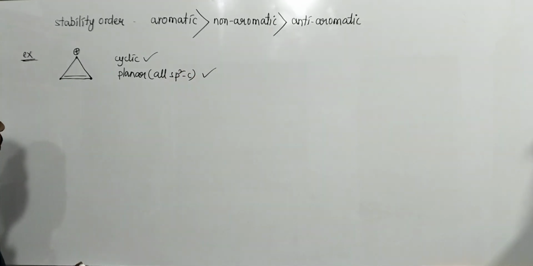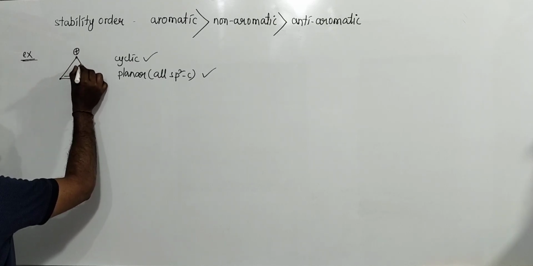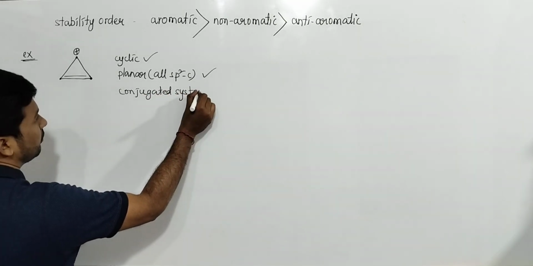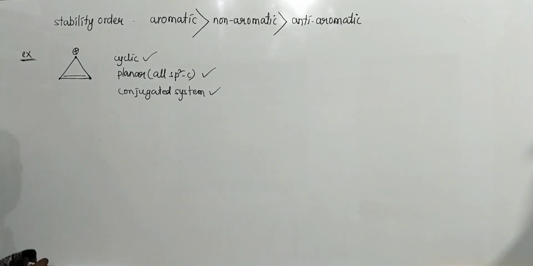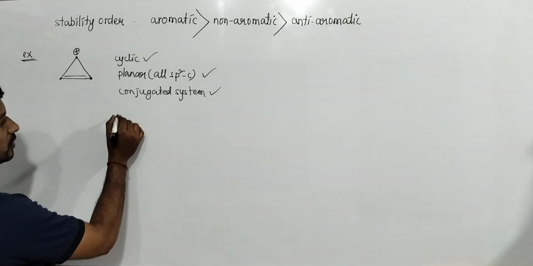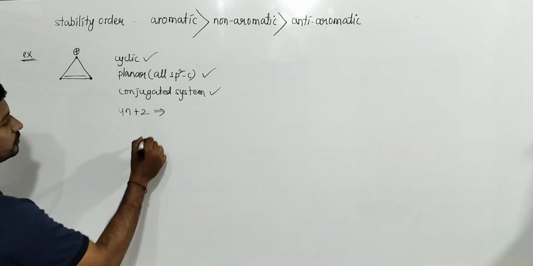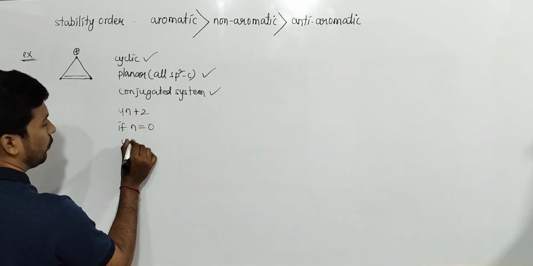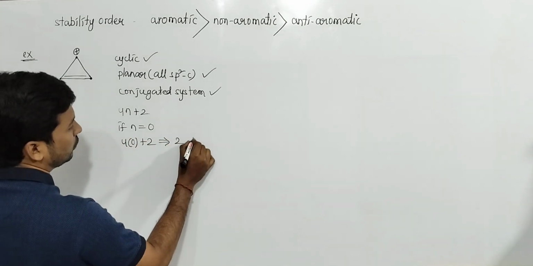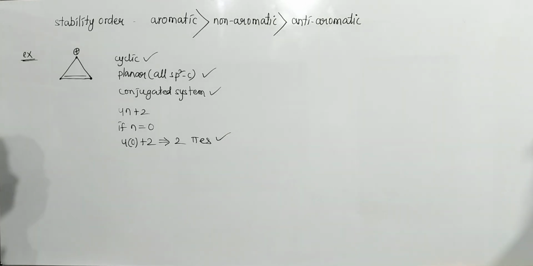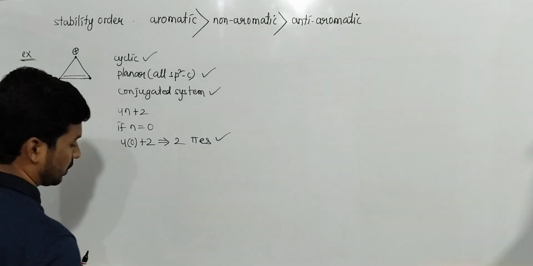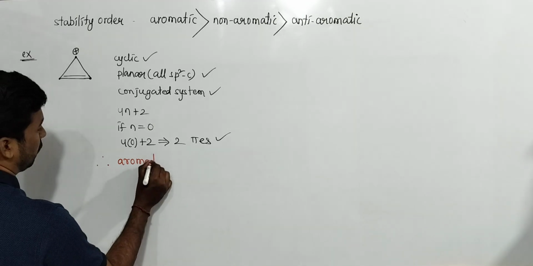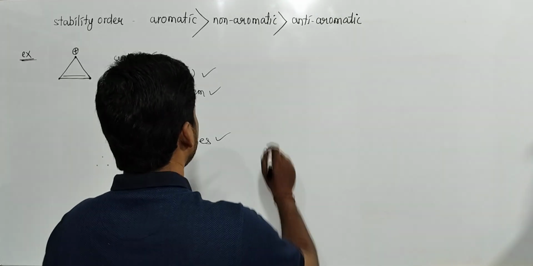Okay. Next, is it conjugative system? Double bond, single bond, positive, single bond, double bond. Yes, conjugated system. Next, how many pi electrons? 2 electrons. Is 2 a Huckel number or not? Yes. In the 4n plus 2 rule, if n is equal to 0, 4 into 0 plus 2 is equal to 2. 2 pi electrons in delocalization. Yes, Huckel number. That's why this molecule is aromatic. Next, example 2.